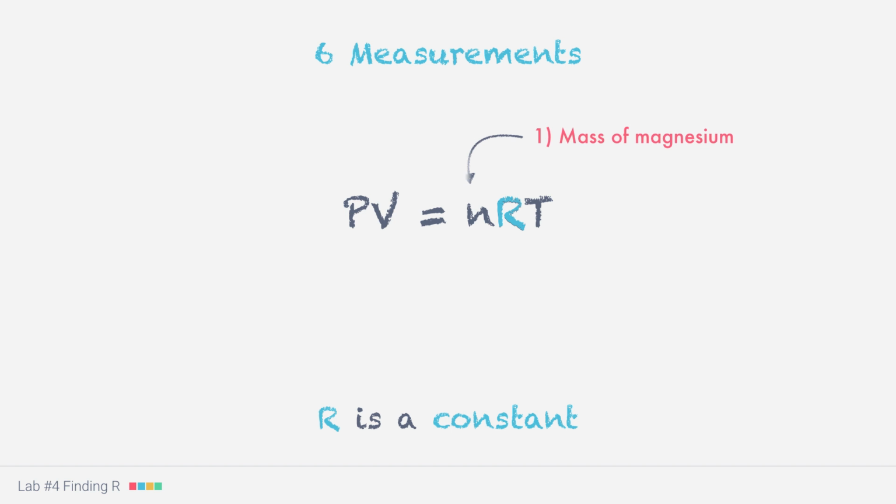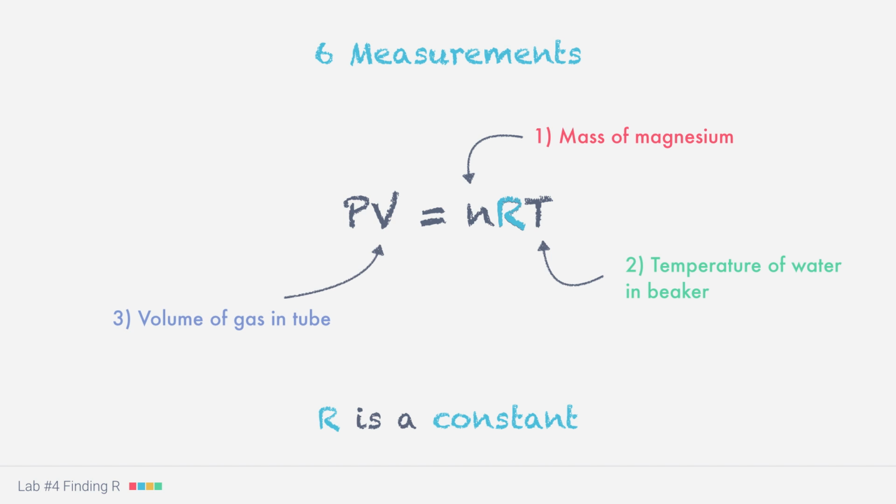We will use the mass of the magnesium and some stoichiometry to get us the number of moles N for our final gas sample. We'll then use the temperature of the water in our beaker as a proxy for the temperature of the gas. Using a eudiometer, we can measure the volume of the gas pretty easily. And lastly, we will determine the pressure of the gas by measuring the height of the column above the surface, the barometric pressure, and the vapor pressure of water at our specific temperature. So remember that you need 6 measurements altogether.